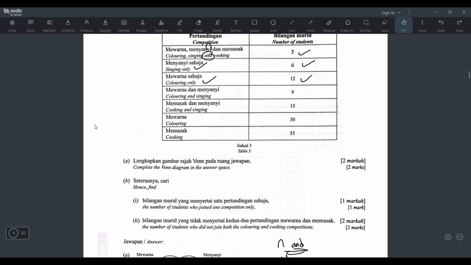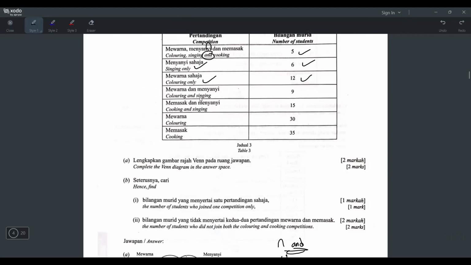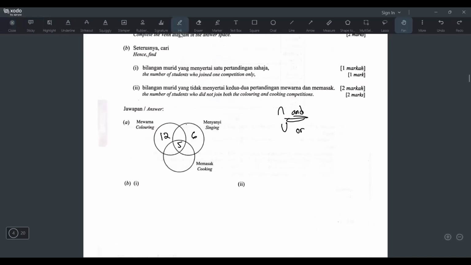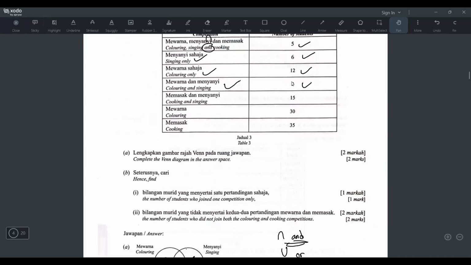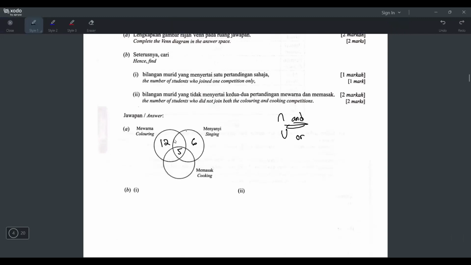Okay, next, keep going. Next one is coloring and singing 9. Dia tak cakap only. Dia just cakap coloring and singing 9. Okay. So coloring and singing is the intersection is here. But you don't go and write 9 like this. You write like this, confirm wrong. Why? Because saya sudah kata tadi, kalau dia kata coloring and singing 9, dia tak kata only. Kalau dia tak kata only, it means dia sebenarnya include the middle part also, like this.